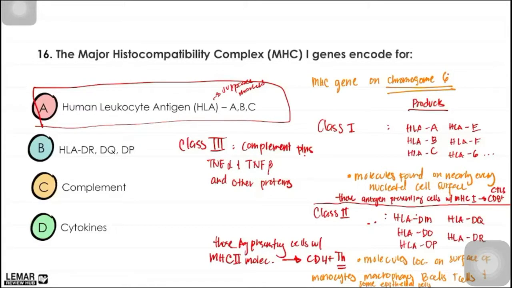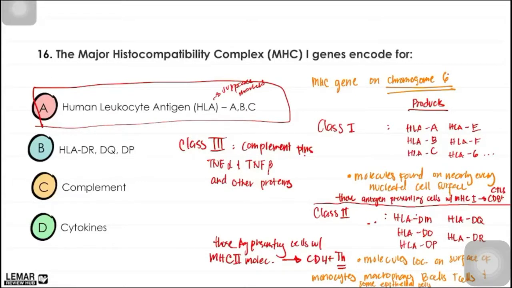On the other hand, we have your class 3 products, MHC products. So these are the complement proteins, the TNF alpha, TNF beta, and other proteins that are not associated with cell membrane surfaces.